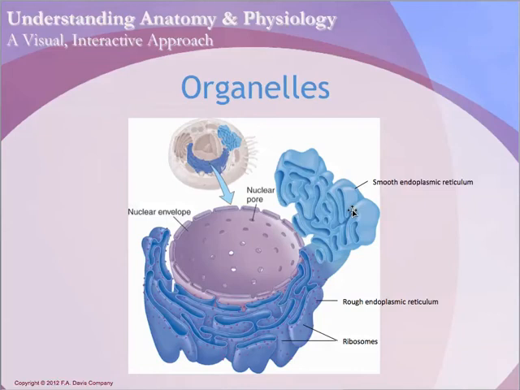Like I said, the ribosomes are on the outside of this surface, and the rough endoplasmic reticulum really plays a role in synthesis of proteins, and it helps to move these proteins and things towards the Golgi apparatus, which we're going to talk about next.